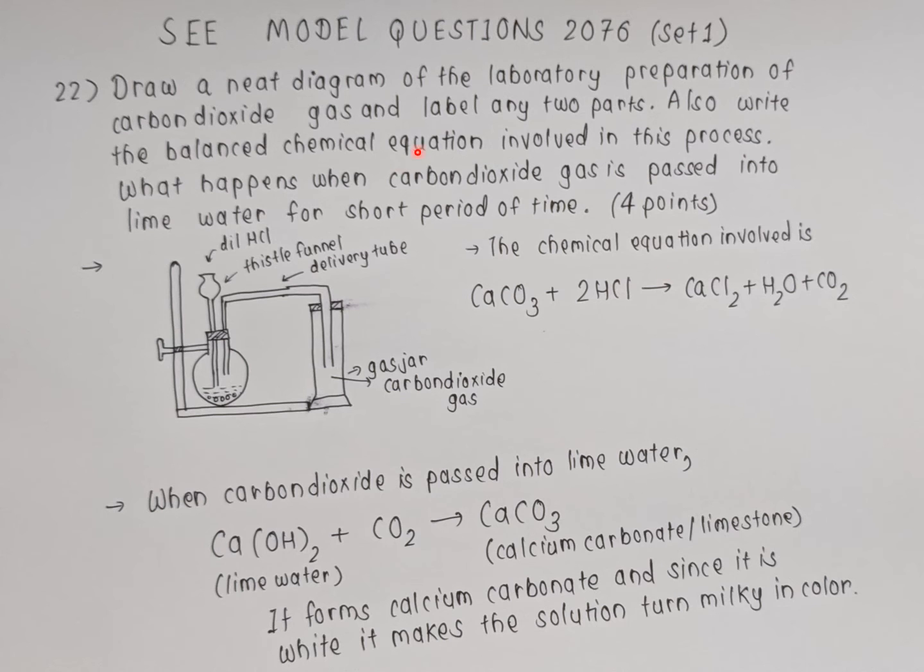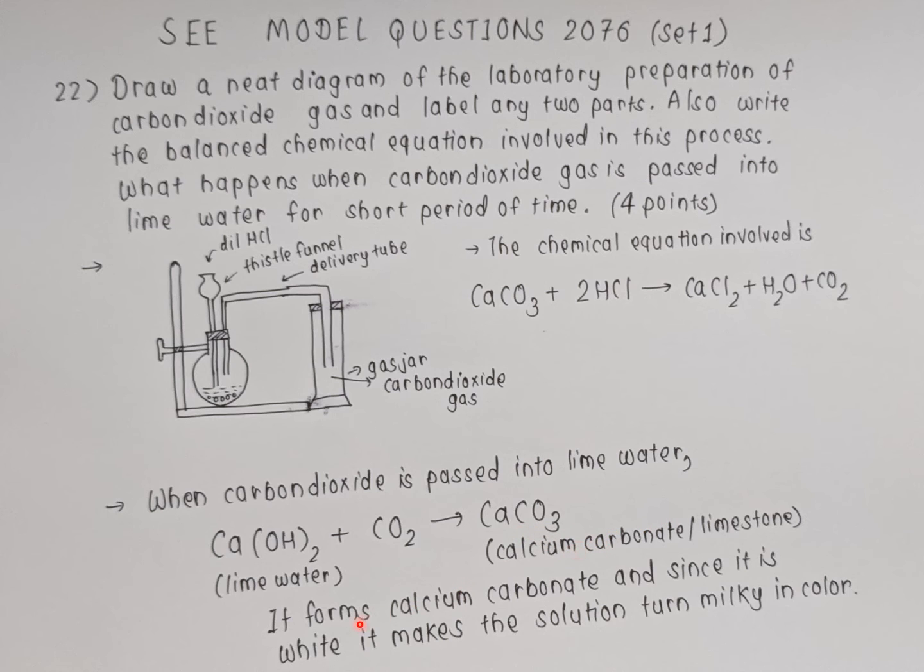So the last part of the question is, what happens when carbon dioxide gas is passed into lime water for a short period of time? Lime water, remember, is basically calcium hydroxide. When that lime water combines with carbon dioxide, it forms calcium carbonate, the limestone. The lime water is basically colorless. When it combines with carbon dioxide, it forms calcium carbonate that is white.